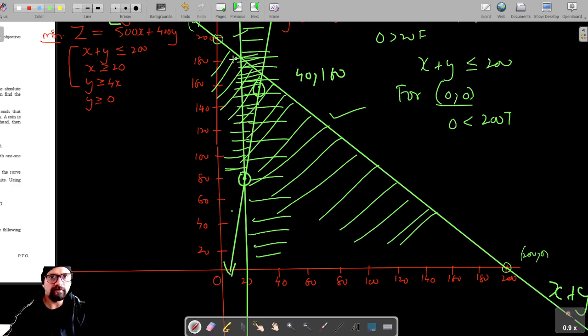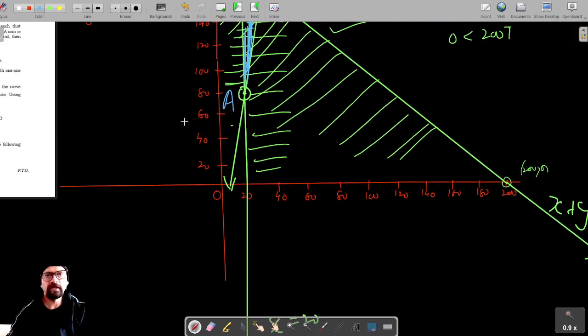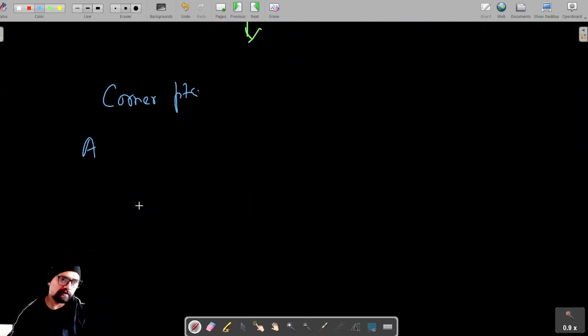And if we try to find the common region, our common region is this one. This is the common region. And now let's try to get our corner points. We have, let's say, the corner points A, B and C. The first one is A. So A is 20 comma 80.